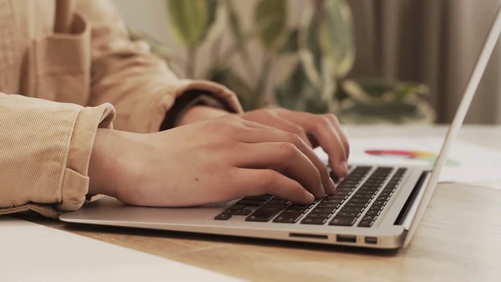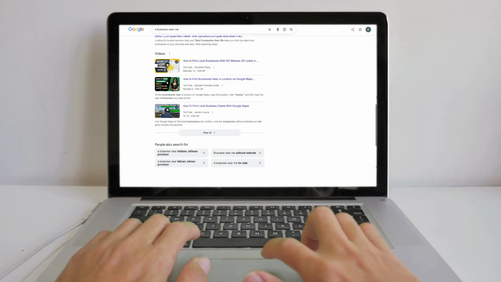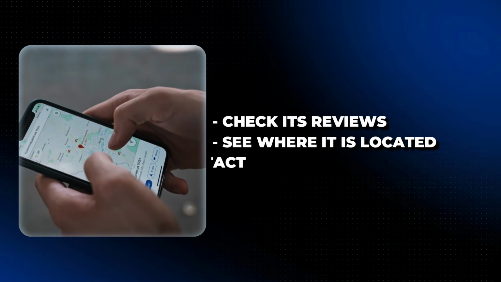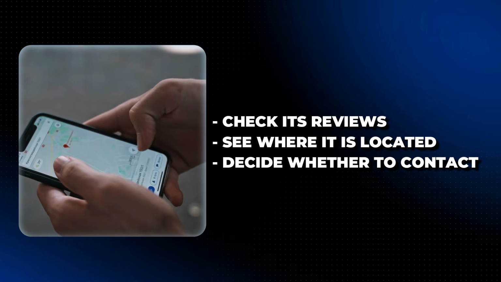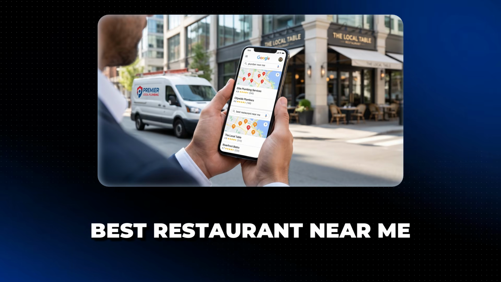When someone searches for a business near them, they usually do not want to scroll through dozens of websites. They want to find a nearby business quickly, check its reviews, see where it is located, and decide whether to contact or visit it.